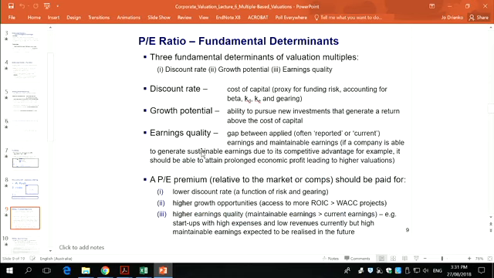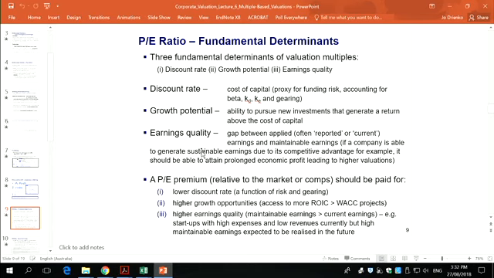Next, growth potential. A company that has more growth potential, the ability to grow in the future or grow in perpetuity, is going to have a higher ratio. You as an investor will be asked to pay more for the earnings of that company if you want to invest in that company. The PE will be higher. Yeah? And that makes sense. This next one doesn't make sense straight away, but bear with me.